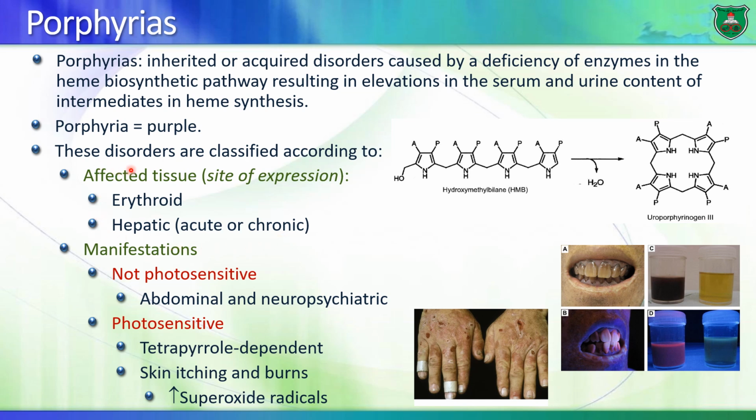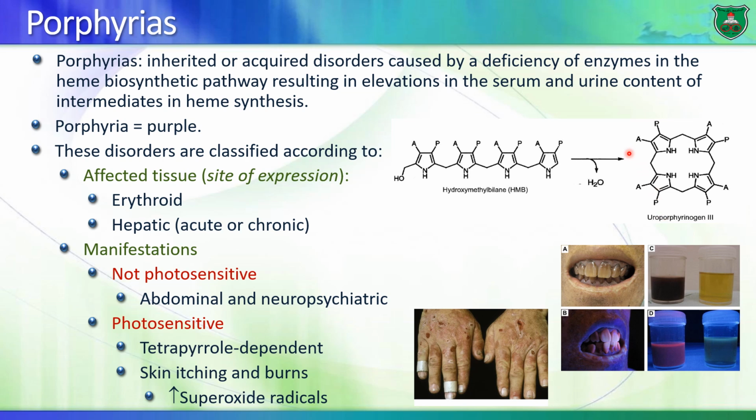The disorders can also be classified according to manifestations. Some conditions are photosensitive, others are not. That depends on which enzyme is inhibited, blocked, or mutated. So this reaction is quite important. This is the reaction that converts hydroxymethylbutane, the linear molecule, into a cyclic molecule, that is the uroporphyrinogen 3.